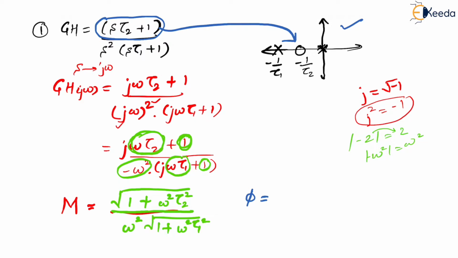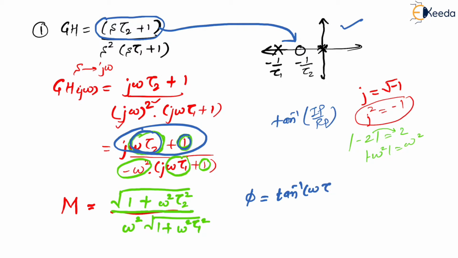Angle phi is what? For the numerator, we know that the angle is always tan inverse of imaginary part by real part. What is the imaginary part here in the numerator? It is omega tau 2, and the real part is 1. So for the numerator, the angle that I get is tan inverse of omega tau 2 upon 1, which is nothing but tan inverse of omega tau 2, right? Which is the imaginary part.